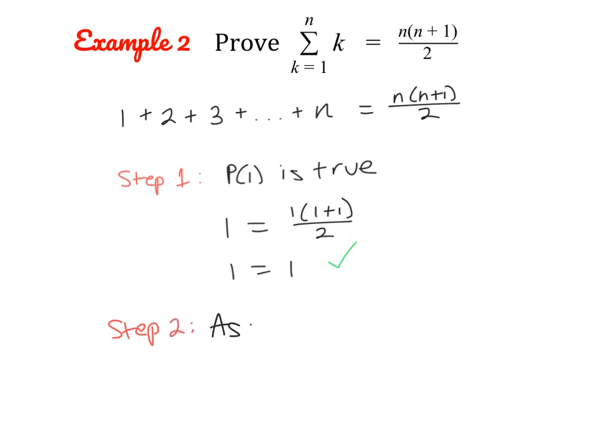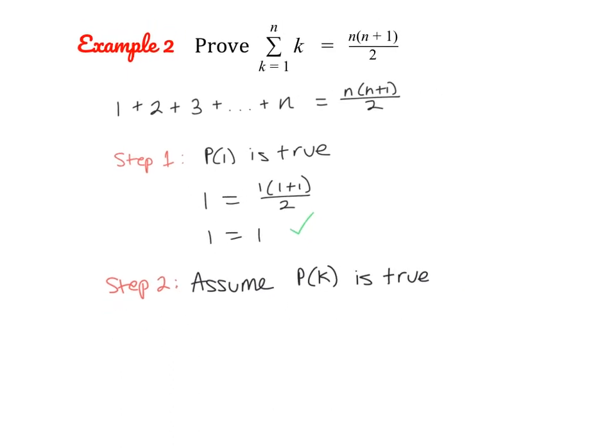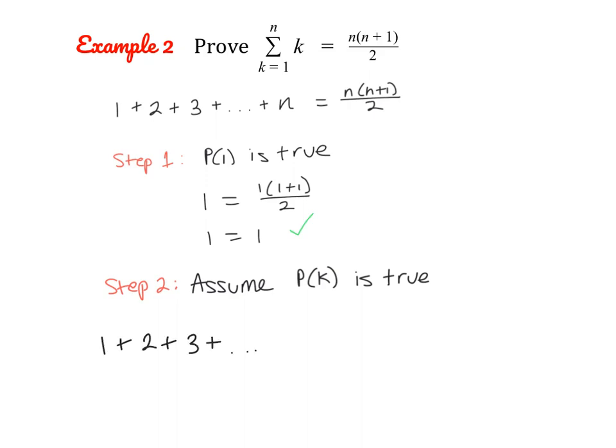We are going to assume that P(k) is true, which means the sum of the first k terms would be true. So 1 plus 2 plus 3 plus dot, dot, dot plus k. Notice I replaced n with k, and I'm going to do that in the formula as well. So k times (k plus 1) all over 2. So we are assuming that this is true.